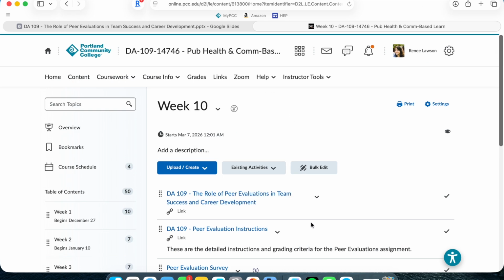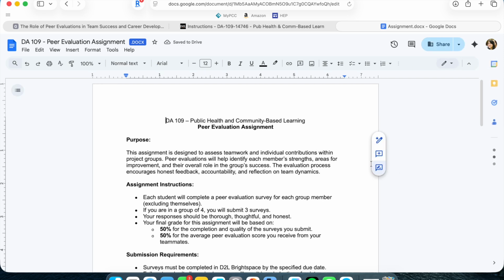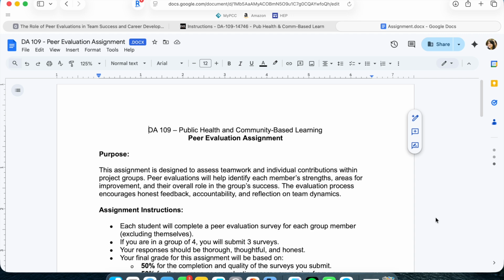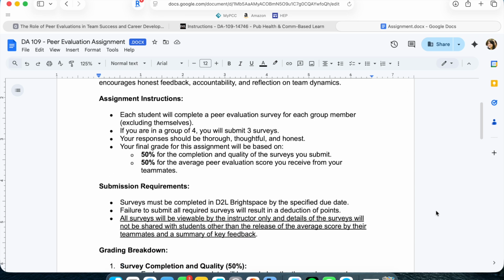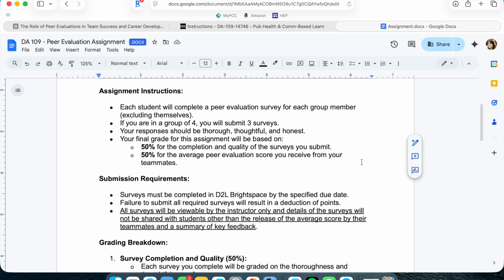So on the week 10 module, we have the peer evaluation instruction link. So I'm going to go ahead and open that up. We'll take a look at this together here. So again, this is really just designed to look at teamwork as well as individual contributions for our group projects. We're going to help identify everyone's strengths, areas for improvement, and what their overall role was and how they contributed to the project's success.